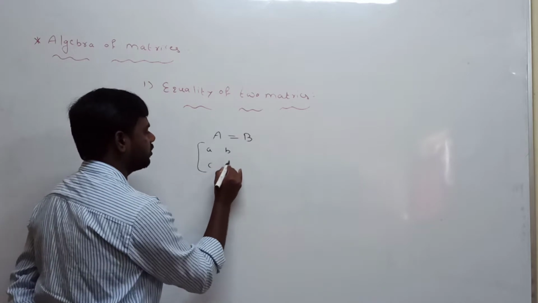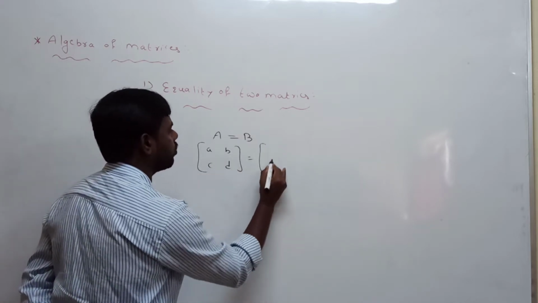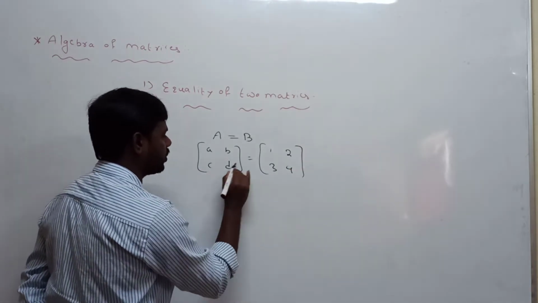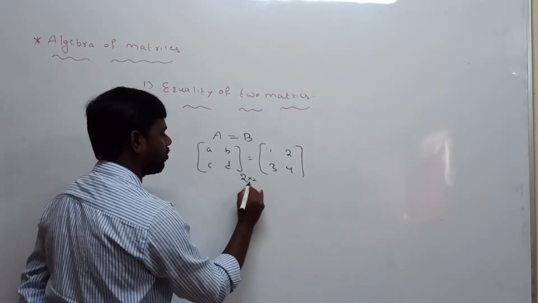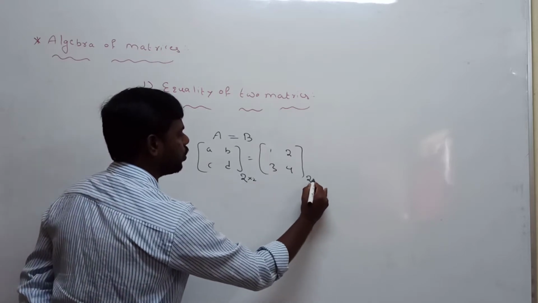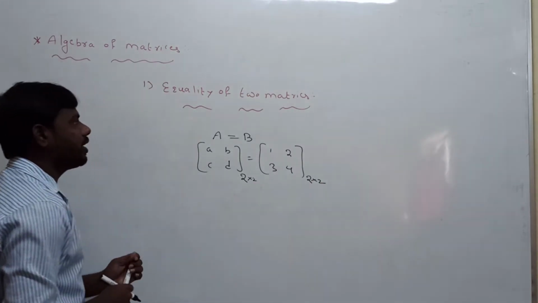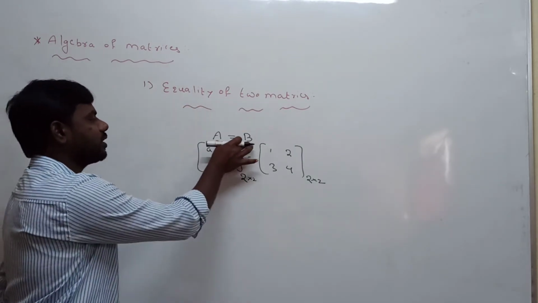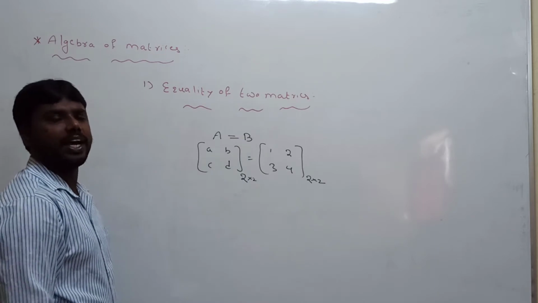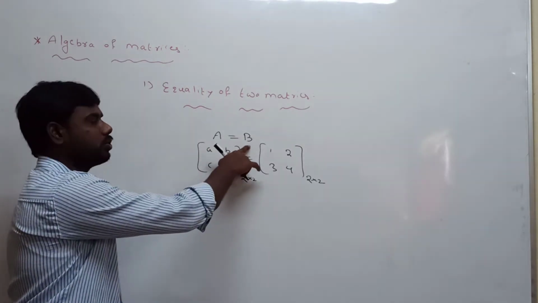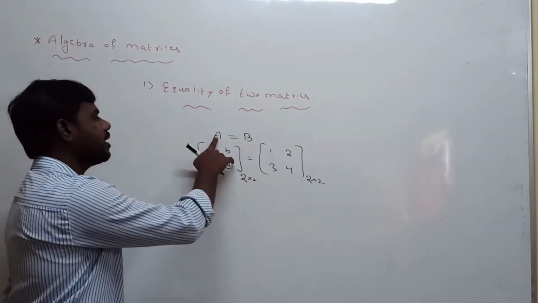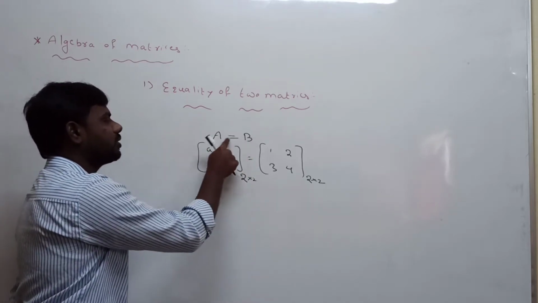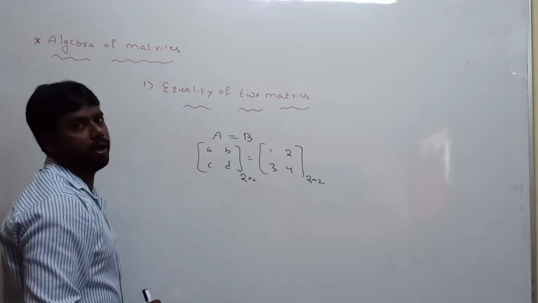A, B, C, D. Another matrix is 1, 2, 3, 4. This matrix, how many rows are there? 2 rows, 2 columns. The order of the matrix is 2 by 2. This one is also 2 by 2. What is the meaning of the equality of two matrices? It means two matrices are said to be equal. So we are assuming two matrices A and B. These two matrices are equal, so both matrices are equal. That's why we are taking the equal symbol.